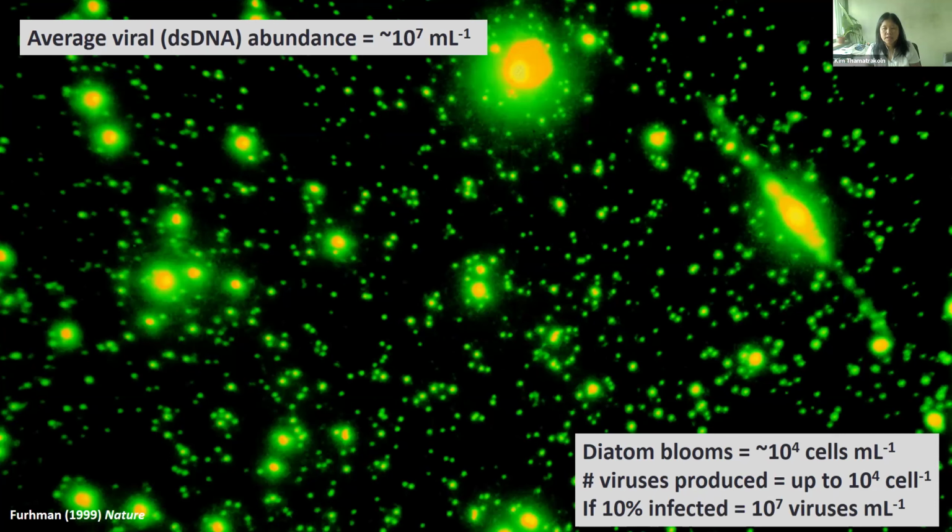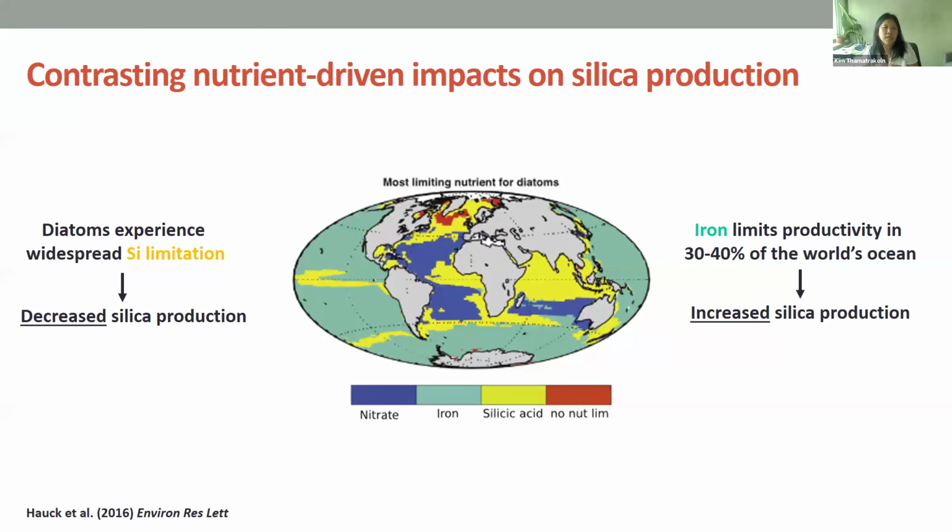So one of the things that we've been interested in is understanding the impacts of nutrients on silica production. So the silica is that ballast, and so we have an interest in understanding carbon and silica cycling in the ocean. We started this work by looking at two different contrasting nutrient regimes that have varying impacts on silica production. So we know that diatoms experience widespread silicon and iron limitation throughout the world's ocean.